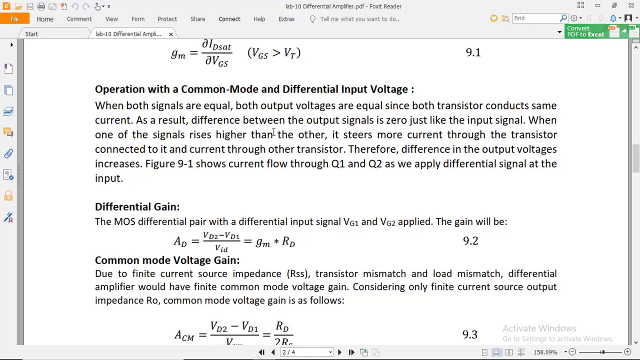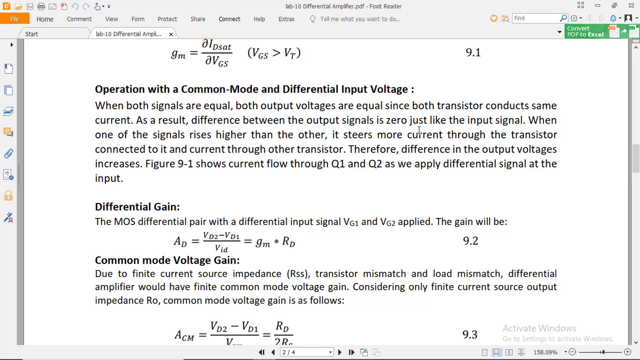As a result, the difference between the input signals is zero, and obviously, it's a basic thing. There is no difference in the current. The differential amplifier cannot provide a difference in current because both voltages are the same. There is no cancel-out effect.